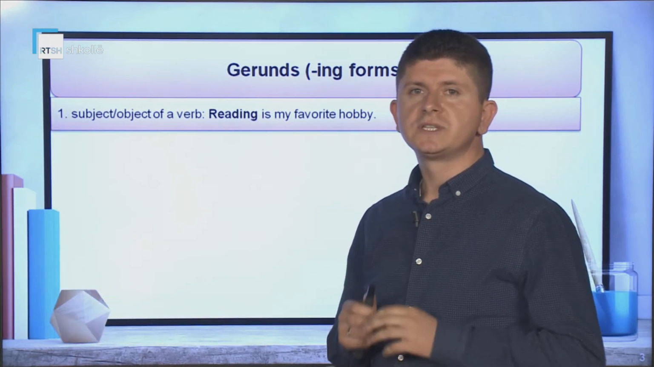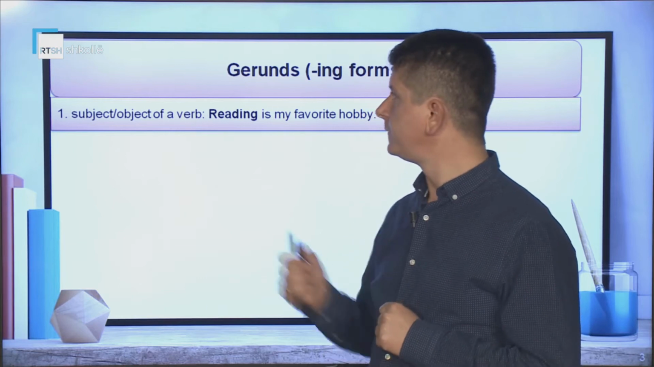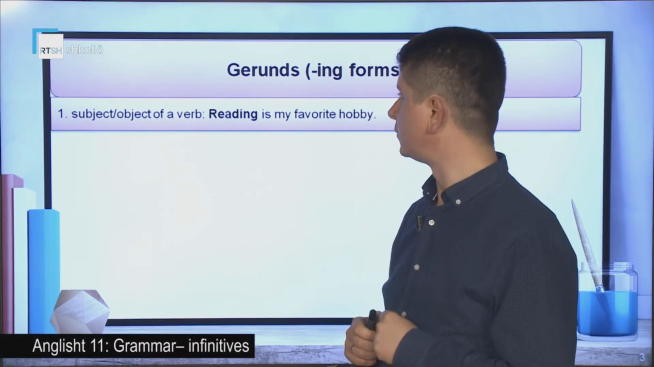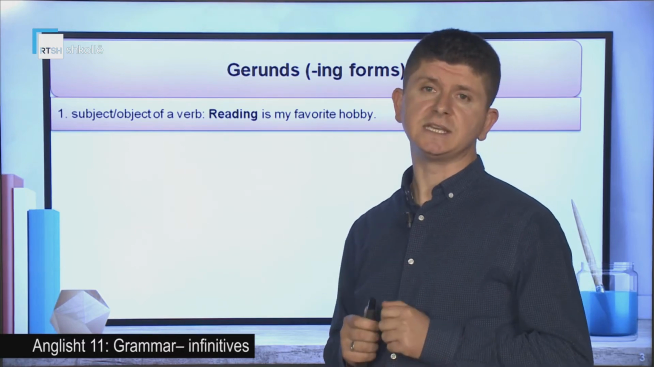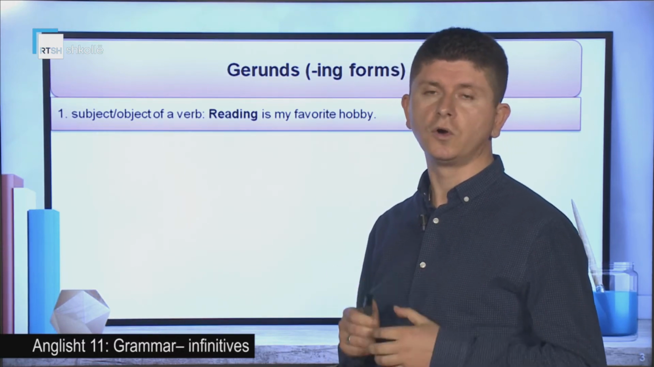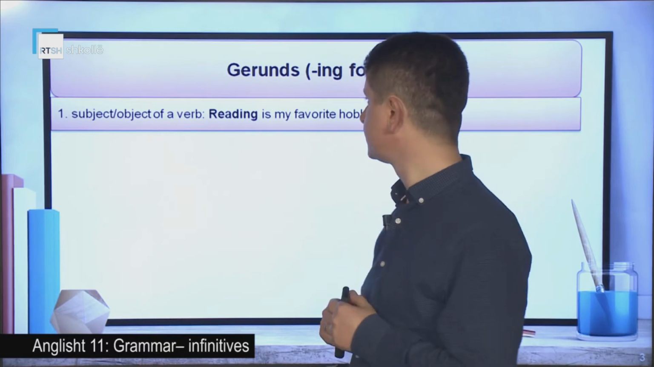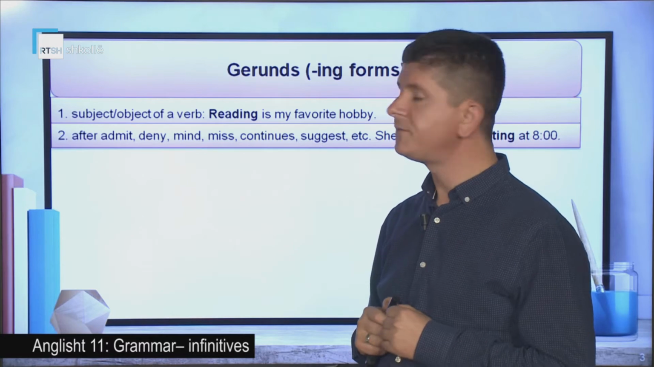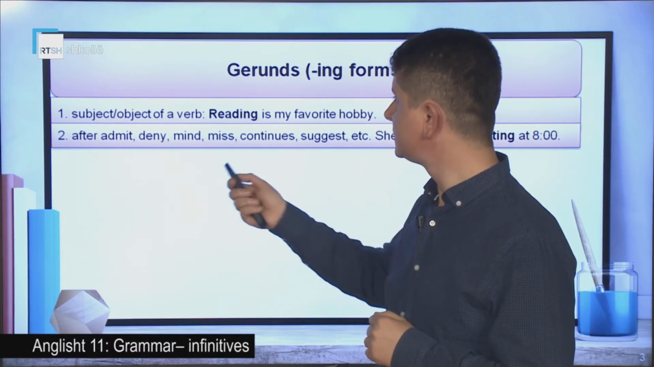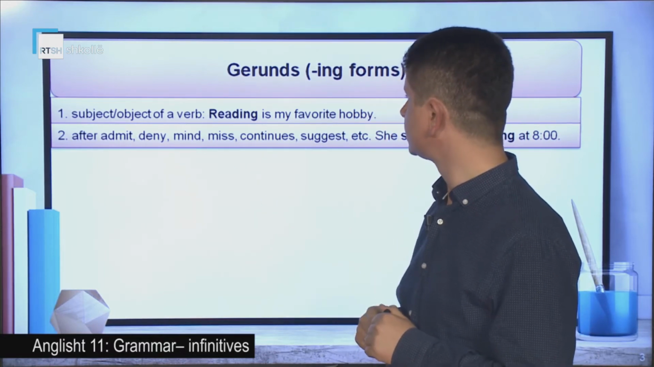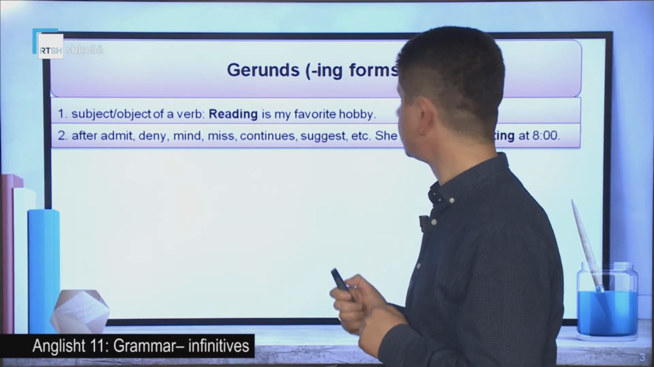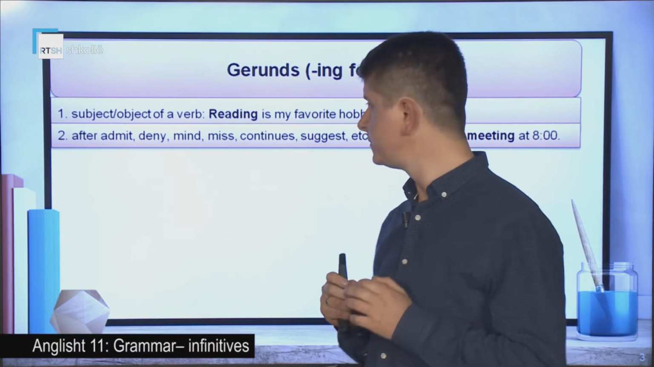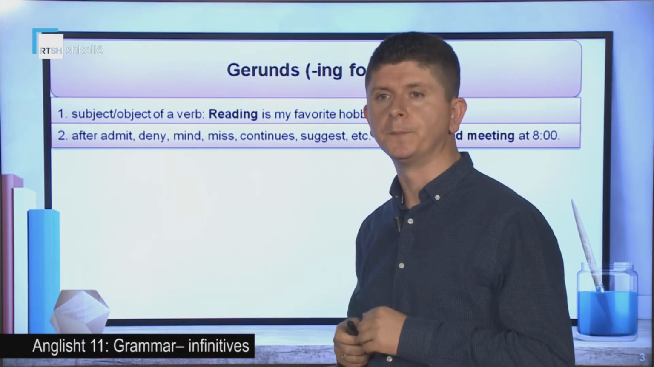When do we use the ing form or gerund? Firstly, we use them as a subject or object of a verb. For example, reading is my favorite activity, or my favorite activity is reading. Secondly, after certain verbs such as admit, deny, mind, miss, continue, suggest, etc. For example, she suggested meeting at 8. So the verb suggest takes an ing form.